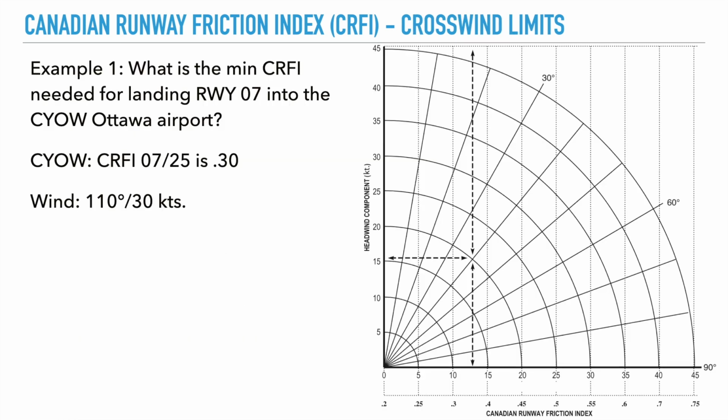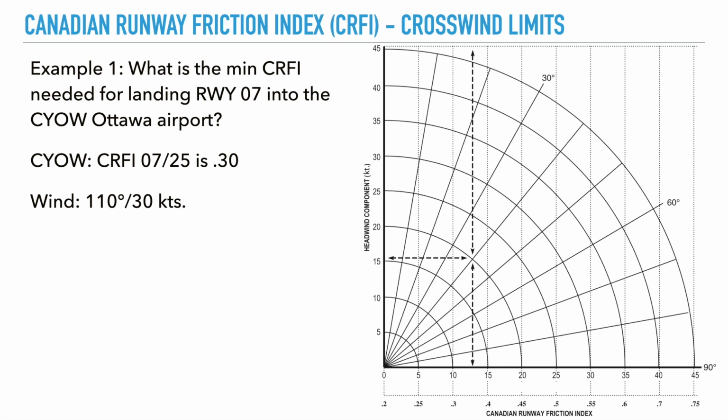Now let's look at some practical examples using the CRFI that's combined with the crosswind chart. What is the minimum friction index needed for landing on runway 07 into the Ottawa airport? Let's say for runway 07, the ATIS reports a CRFI of 0.30 and the winds are 110 degrees at 30 knots. So first things first, you have to figure out the wind angle. From runway 07 to a wind direction of 110, the difference is 40 degrees.